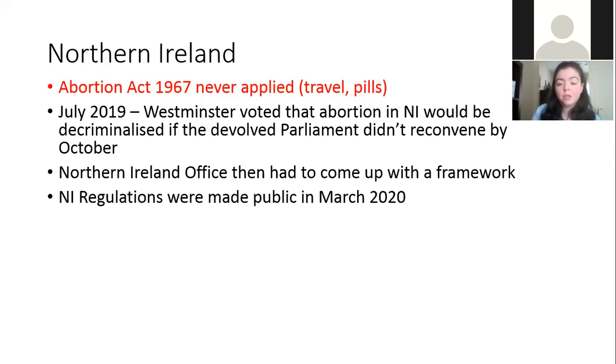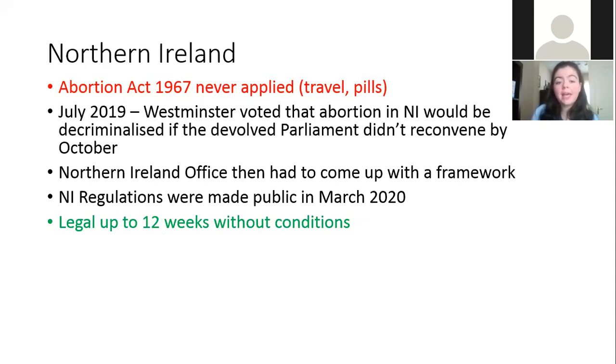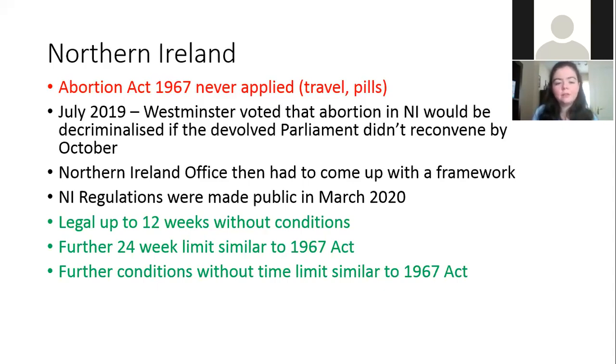The regulations were made public in March of this year, and they're fairly straightforward. So it is legal up to 12 weeks without conditions. Where ours is still an exception to the original crime, it is legal in Northern Ireland up to 12 weeks. You don't need to fulfil any of the ABCD criteria. Then a further 24-week limit is similar to the one we have in section A, where it's the risk to physical and mental health. And then again, beyond the 24 weeks, there are further conditions without time limits, similar to what we have over here.